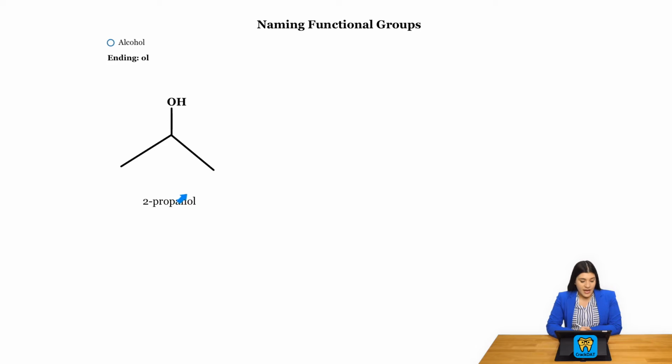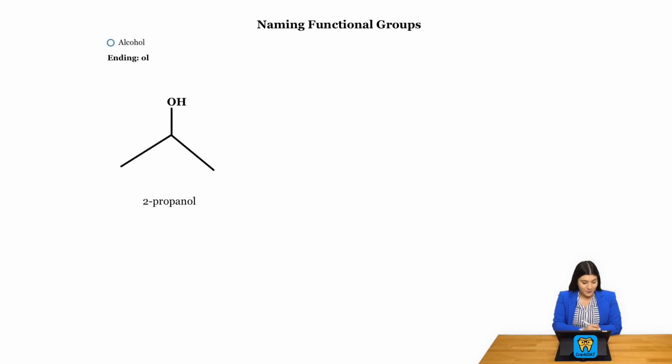So in this case, if I were to have something like this, first I have to identify the longest carbon chain. So how many carbons do I have? I have 1, 2, and 3. That's why this is propanol. But I still have to place the location of that alcohol group or OH group. So that's why this would be at 2, which is 2 here. So I have to place the location of it, and it ends in ol.